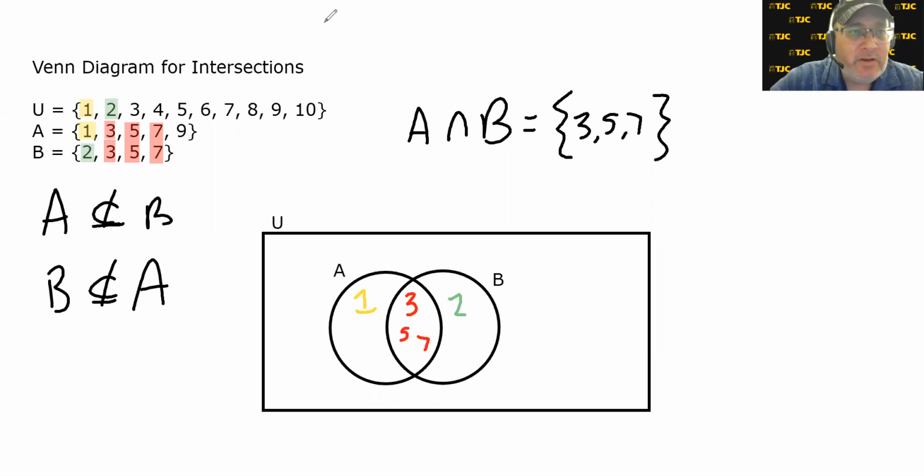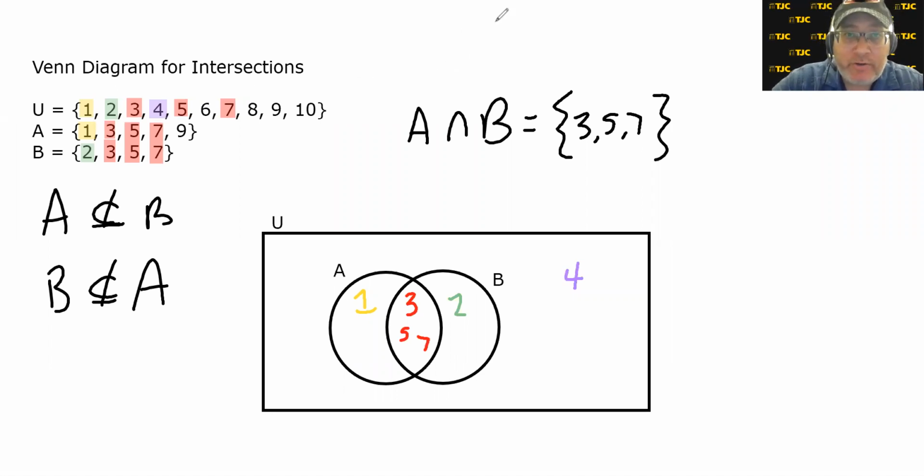All right. We've already placed 3, 5, and 7. So I'm going to highlight those in the universal set. We've already placed 3, 5, and 7 in the middle. Where would the 4 go? Let's highlight that in purple. Does 4 belong to A or B? No. So it can't go in either circle. So where would the 4 go? Outside of both circles, but still in the universe.